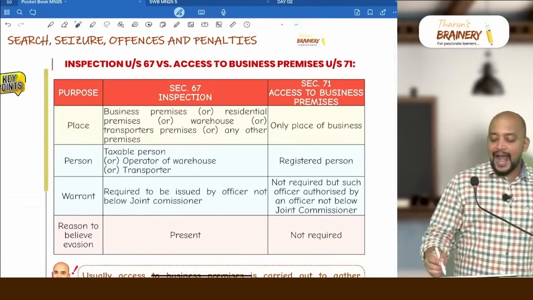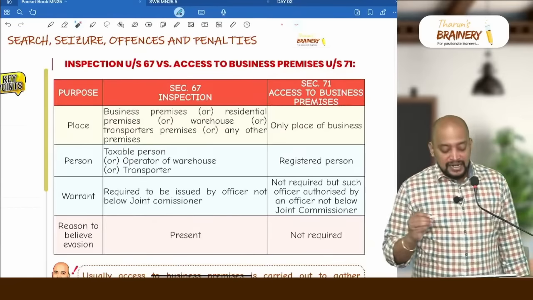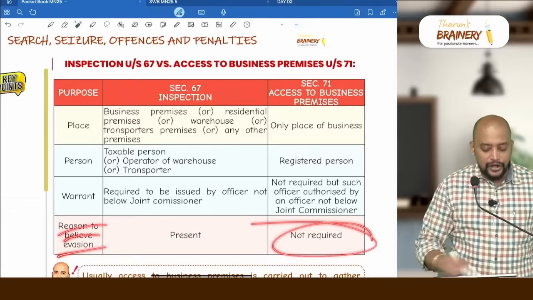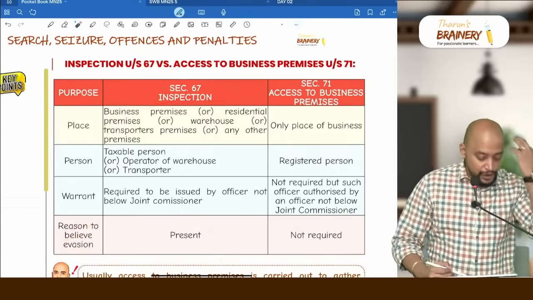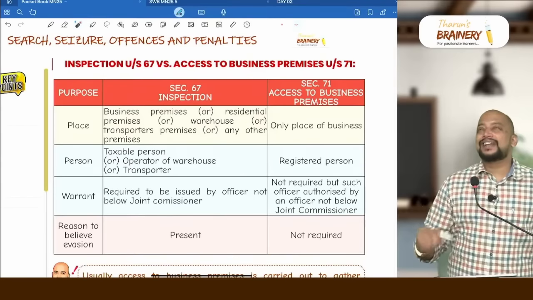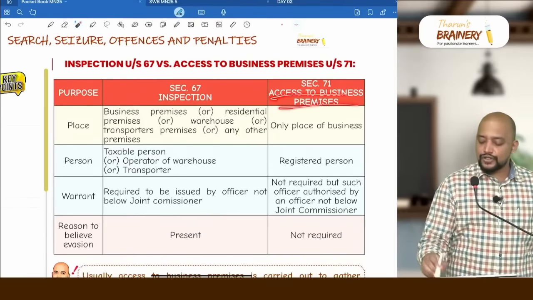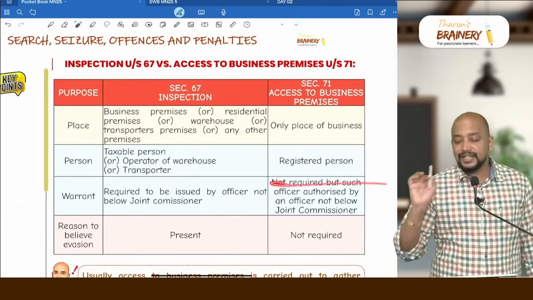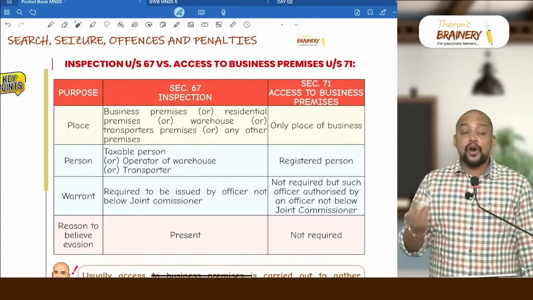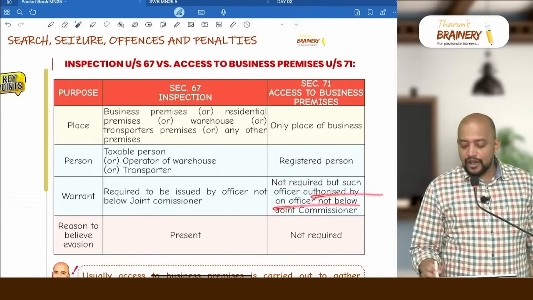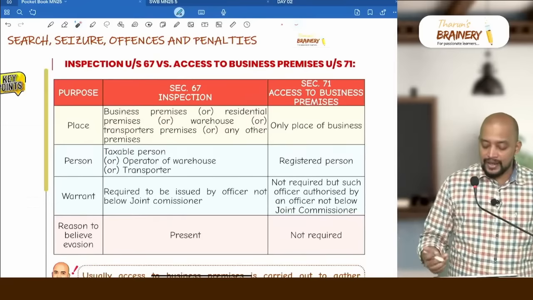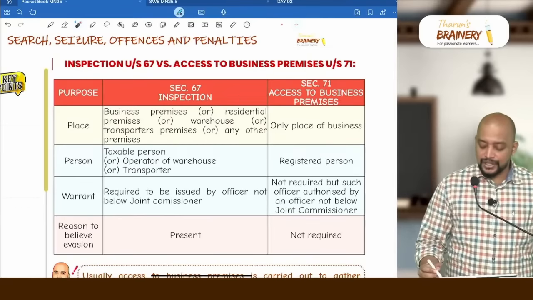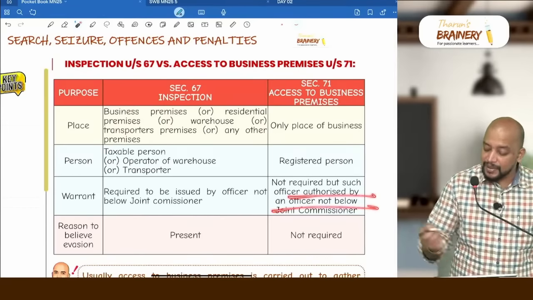In case of access to business premises, the reason to believe evasion is not required, whereas in case of inspection, the reason to believe evasion should be present. And what about warrant? Search warrant. In case of access to business premises, a search warrant is not required, but an officer authorized by an officer not below joint commissioner should only go for search. Okay, not below joint commissioner. Officer authorized by an officer.